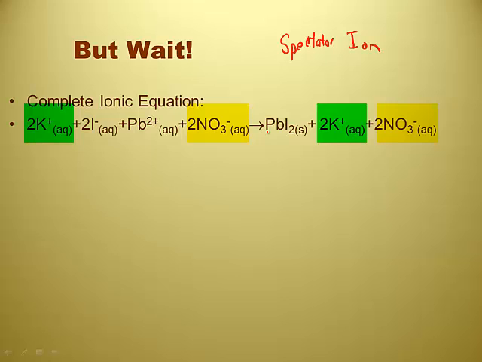Well, aren't spectator ions going to be pretty easy to spot? Aren't they the ones that are not in the solid? Yeah, you know what? If you look at the product side, they're the ones that aren't in the solid. So if lead and iodide make the product, then the potassium and the nitrate don't, and they're the spectator ions. Well, that's easy.